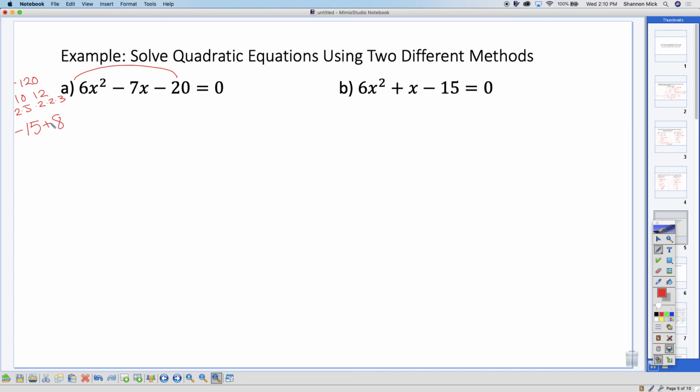Okay, it tells you to use 2 different methods. If the directions say do 2 different methods, you have factoring, quadratic formula, and completing the square to choose from. So you have to do 2 different ones.